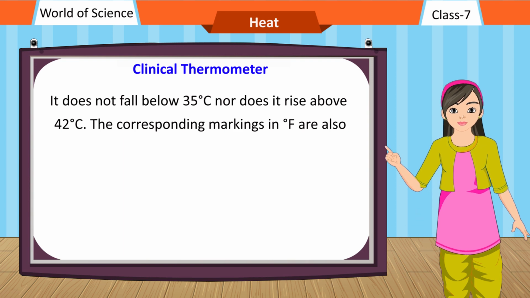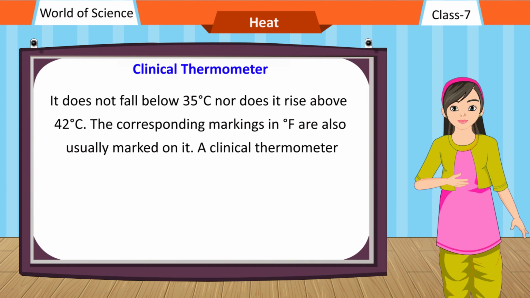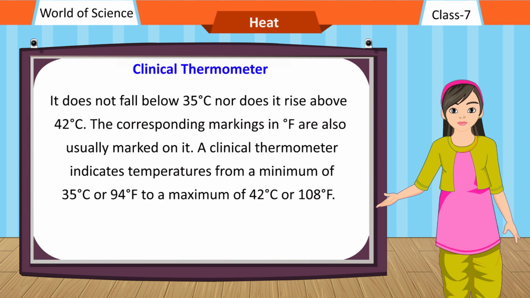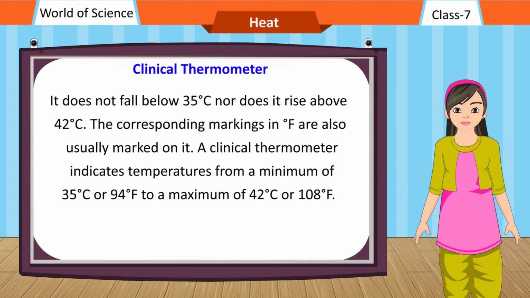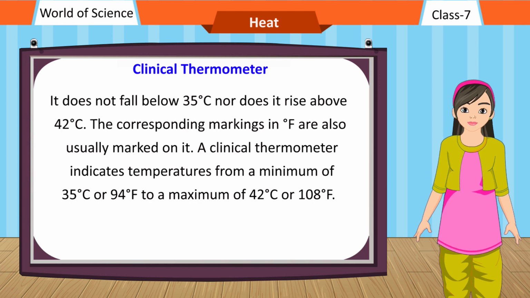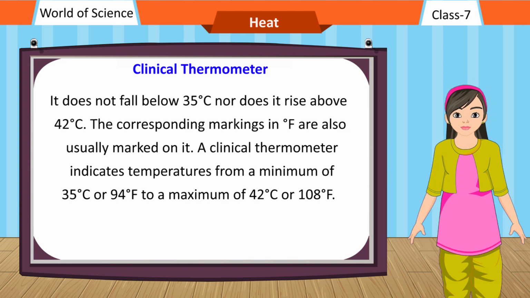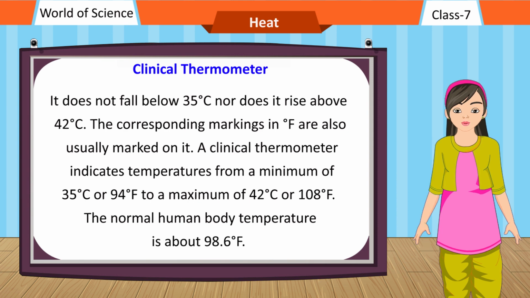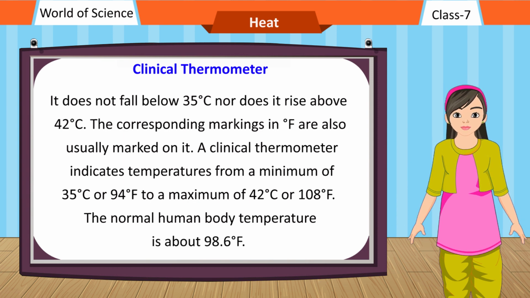The corresponding markings in degrees Fahrenheit are also usually marked on it. A clinical thermometer indicates temperatures from a minimum of 35 degrees Celsius or 94 degrees Fahrenheit to a maximum of 42 degrees Celsius or 108 degrees Fahrenheit. The normal human body temperature is about 98.6 degrees Fahrenheit.